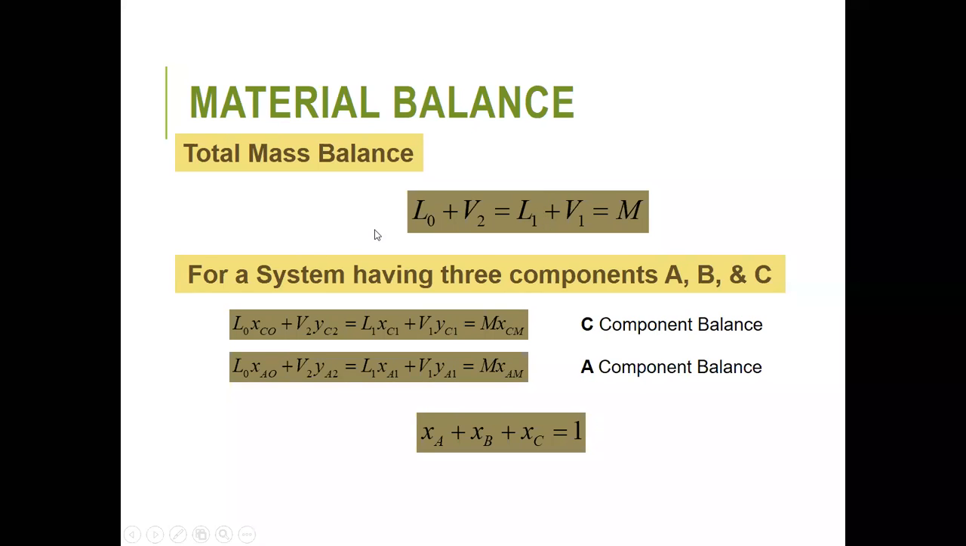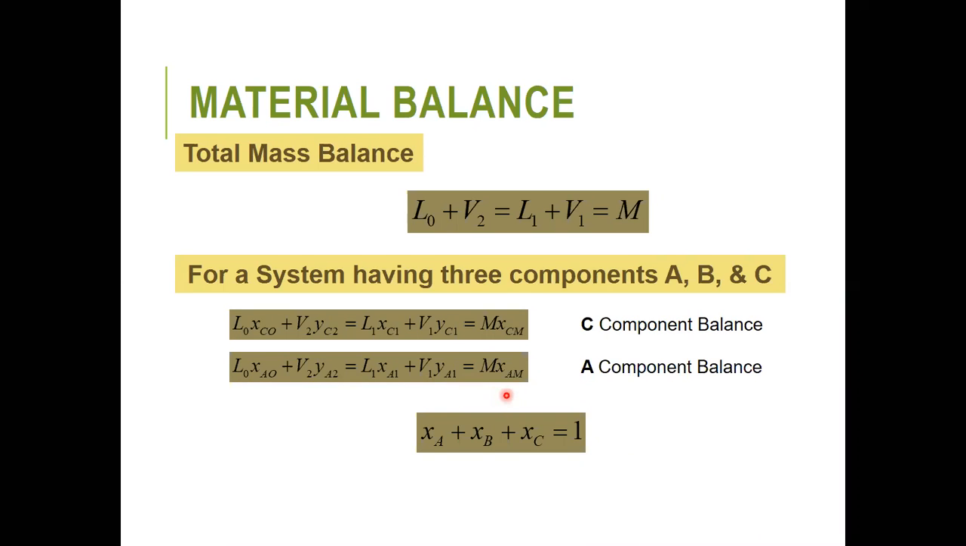Now, if we have set up the total material balance equation, then from that particular total material balance, we can write our component balance by simply multiplying the phases or the streams that appear by the corresponding mole fractions. So in the case of a material balance on component A, that would be L0 XA0 plus V2 YA2 equated to L1 XA1 plus V1 YA1, again also equal to M XAM.